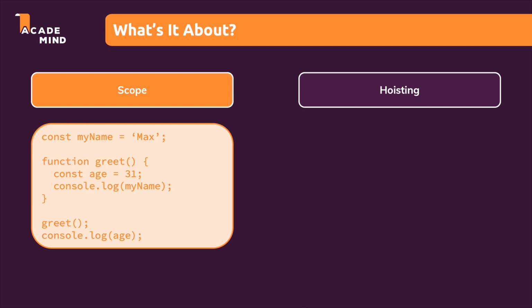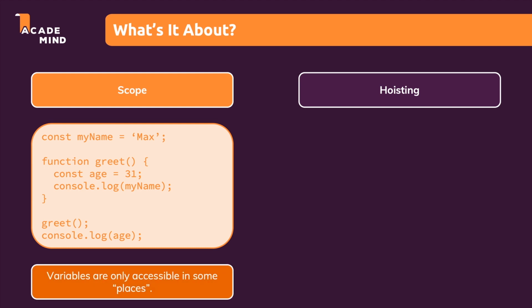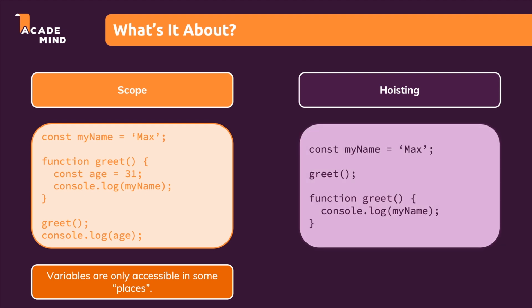You will learn where you can access variables, and that variables are indeed only accessible in some places of your code. Now, hoisting is also related to variables and functions, and also related to where you can access what, but still it's a different concept, as you will learn. It's about code snippets like this one, where I actually try to call the greet function before it's defined. We will learn whether this works, when it works, and why in some cases it does not work.